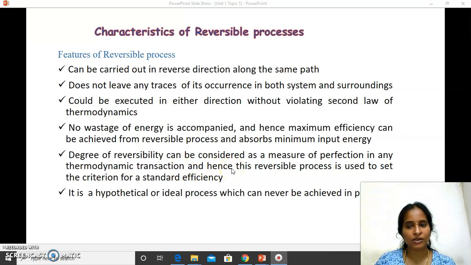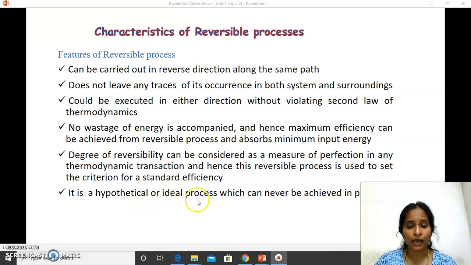And this reversible process is used to set the criteria of standard efficiency. When you are conducting the processes with reversibility, the efficiency delivered by that system is the standard efficiency or the maximum efficiency compared to other systems, and it can be fixed as a datum for other processes of the same type.